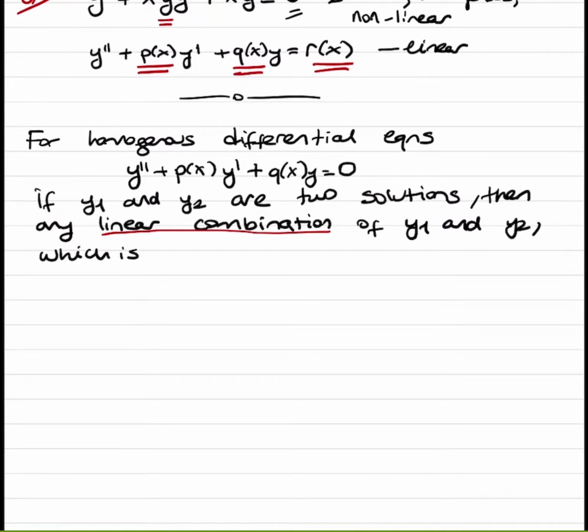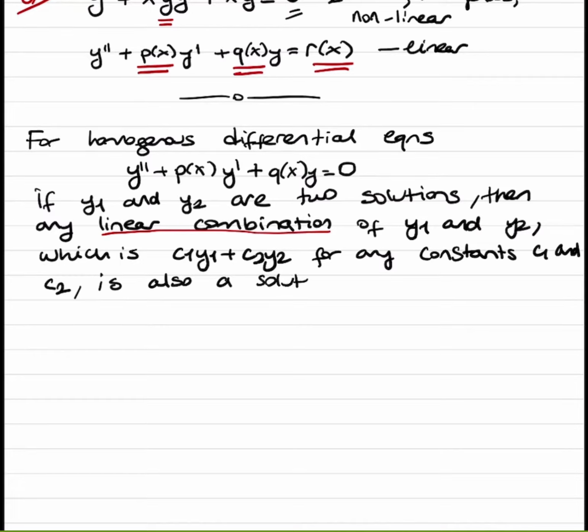We take any linear combination c1 y1 plus c2 y2 for any constants c1 and c2. So whenever we have two solutions, y1 and y2, then any linear combination is also a solution of the homogeneous differential equation. Okay, let me give you an example so it will be clear.